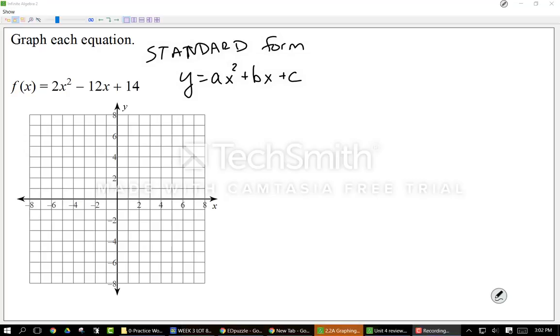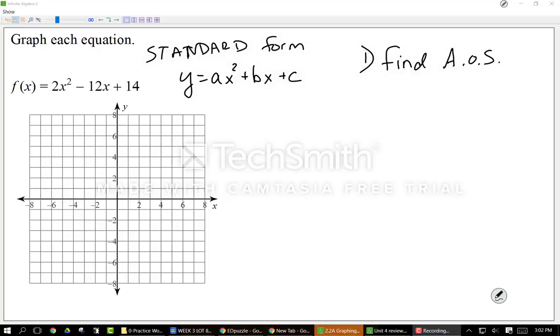So just like when we had vertex form, we need to do a couple different things when we graph. In vertex form, remember the first thing that we needed to do was find the vertex. But in standard form, I can't find the vertex first because I don't have the vertex already given to me. So in standard form, the first step is to find the AOS, the axis of symmetry.